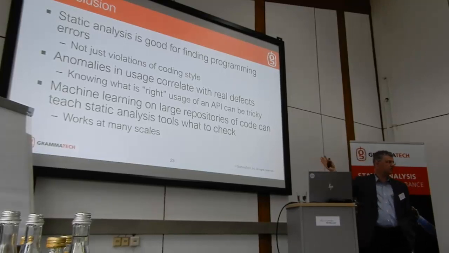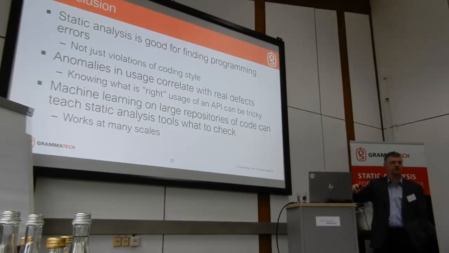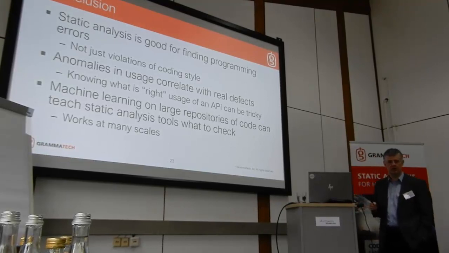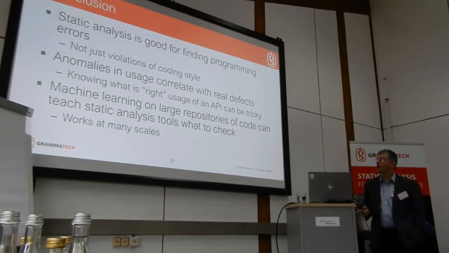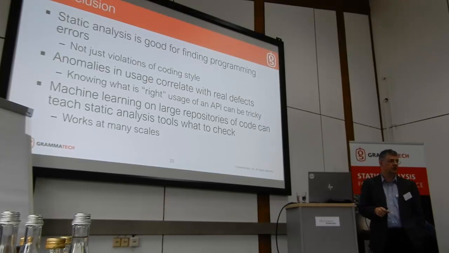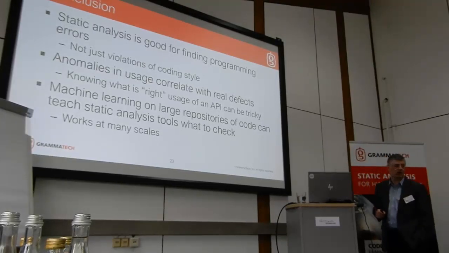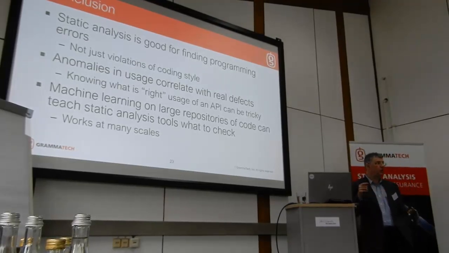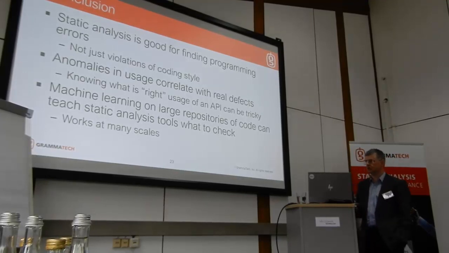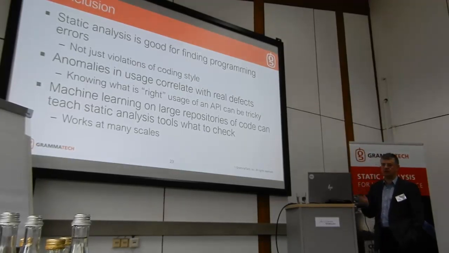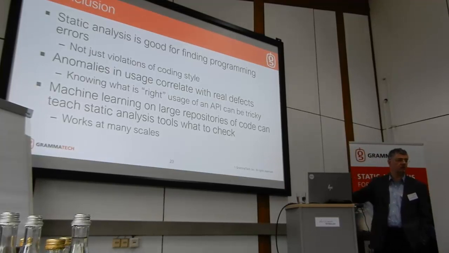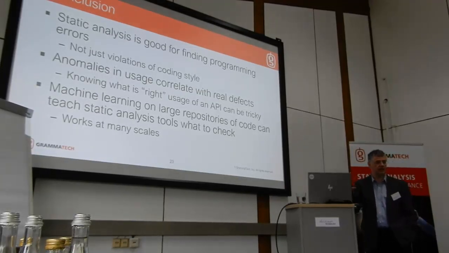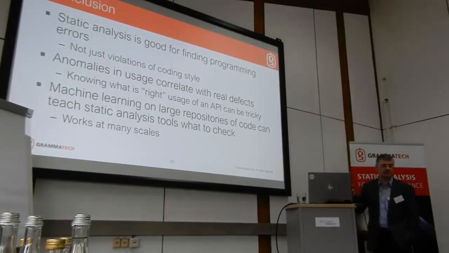Not just violations of coding style, but stuff that's a lot more significant and serious than coding style violations. Anomalies in code correlate quite well in our experience with real defects. But again, knowing what normal behavior is tricky. And so using machine learning on very large quantities of code can help the analysis find real bugs because it can figure out what normal is by looking at lots of things.